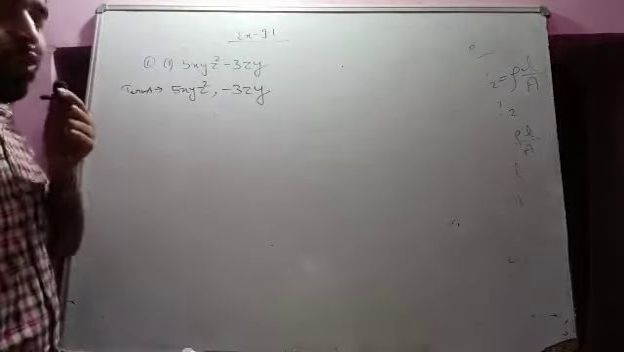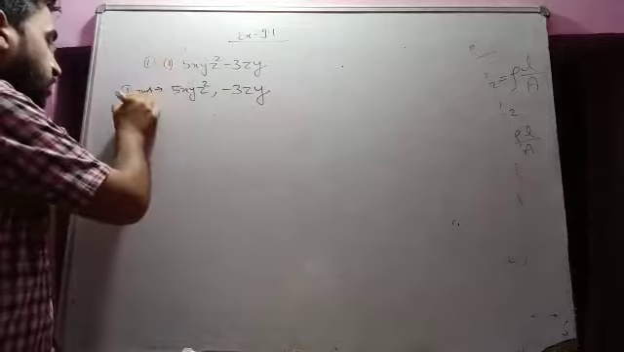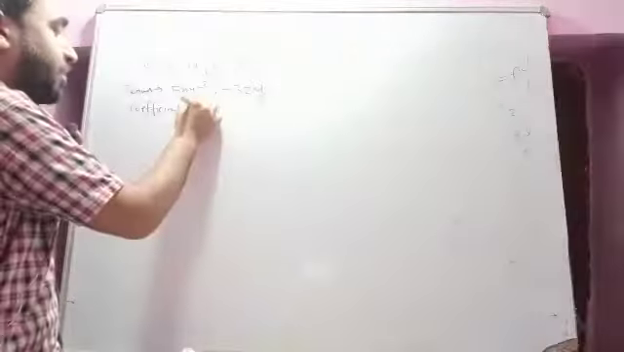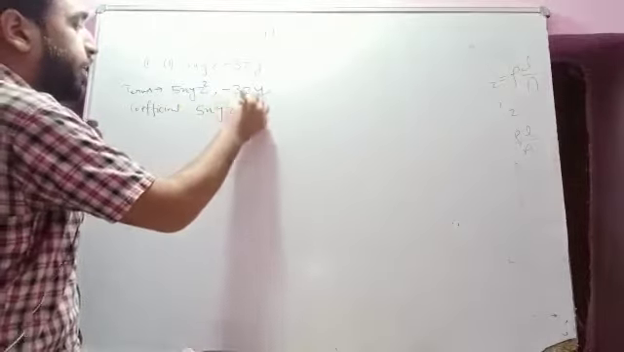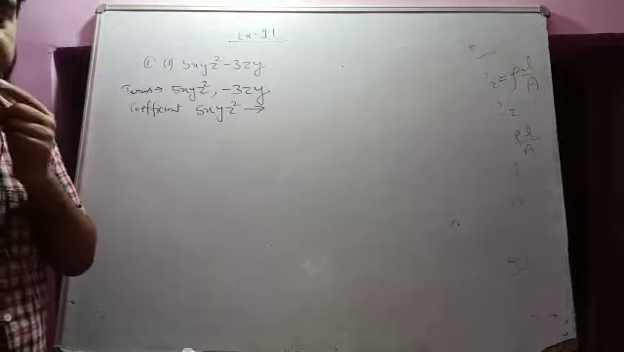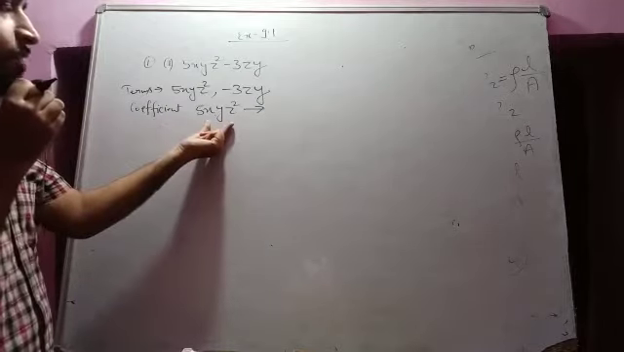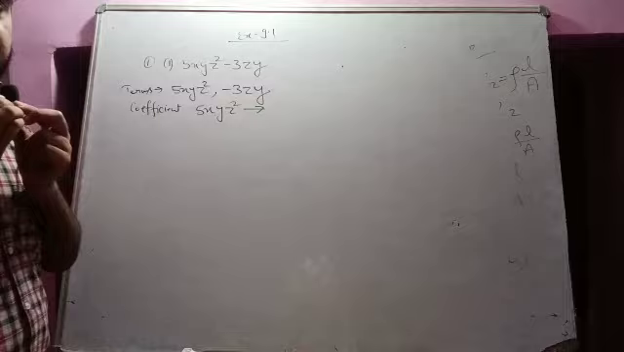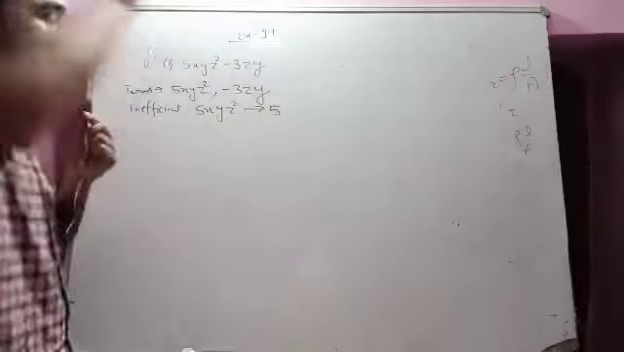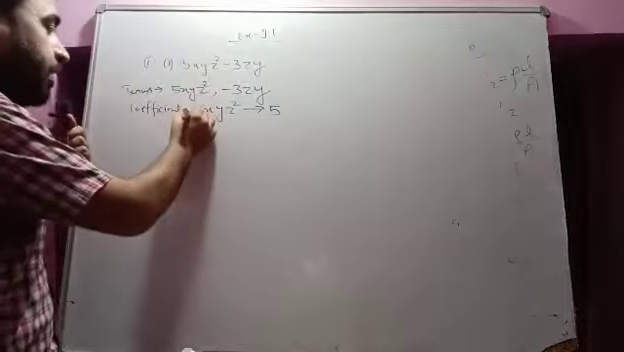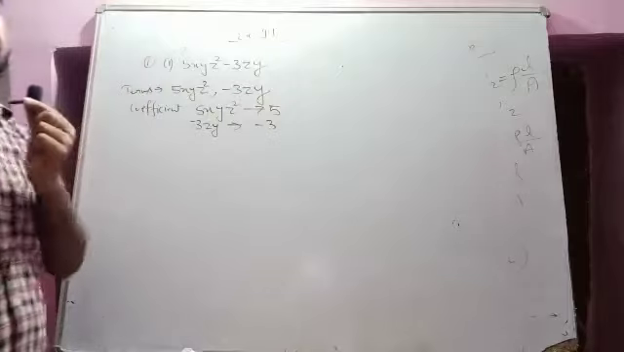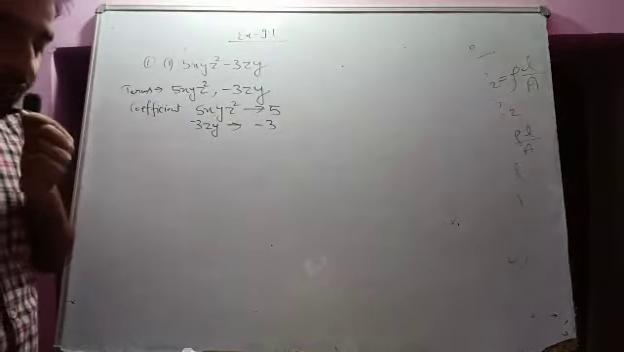Now they are asking for the coefficient as well. So write the coefficient for 5xyz square. What is the coefficient in 5xyz square? The number which is written first before the variable, xyz square is the variable, is 5. So 5 is the coefficient. Similarly, minus 3zy. What is the coefficient? Minus 3. So this is how we write the coefficients.